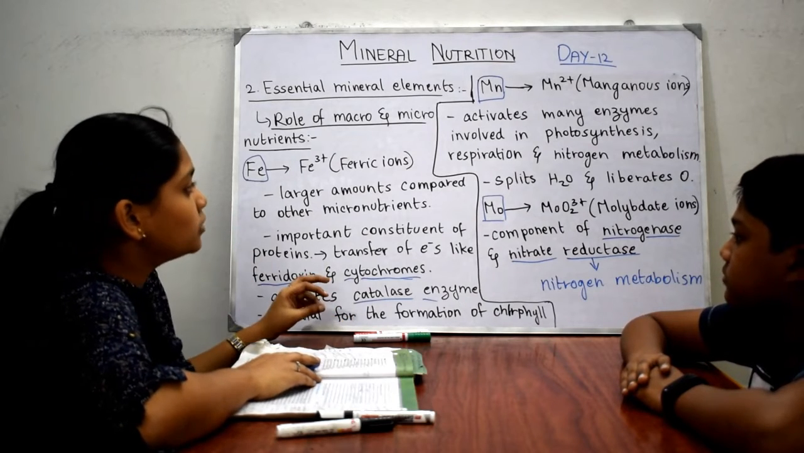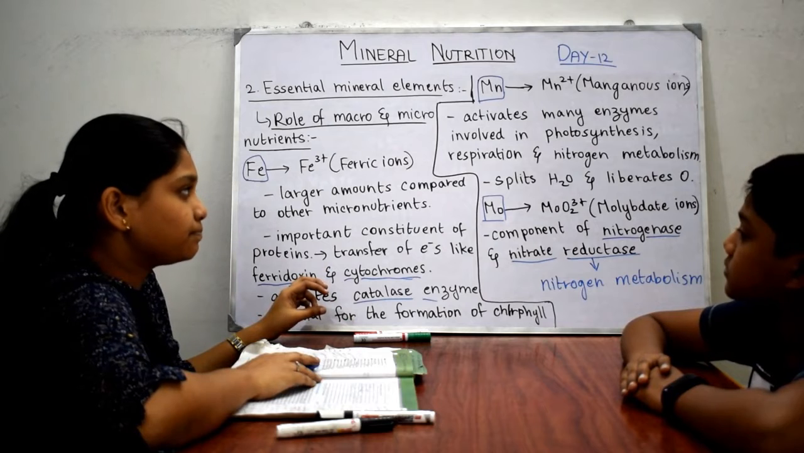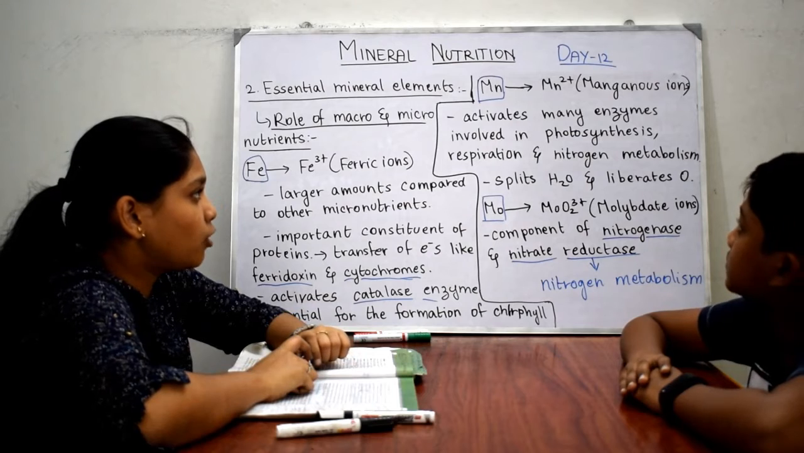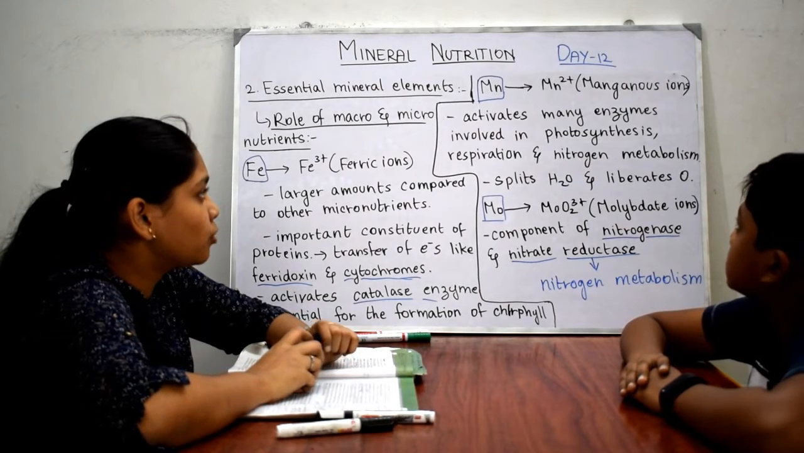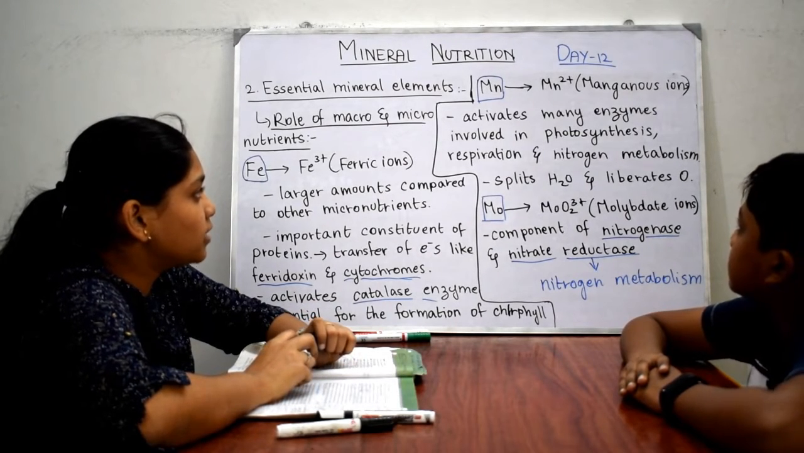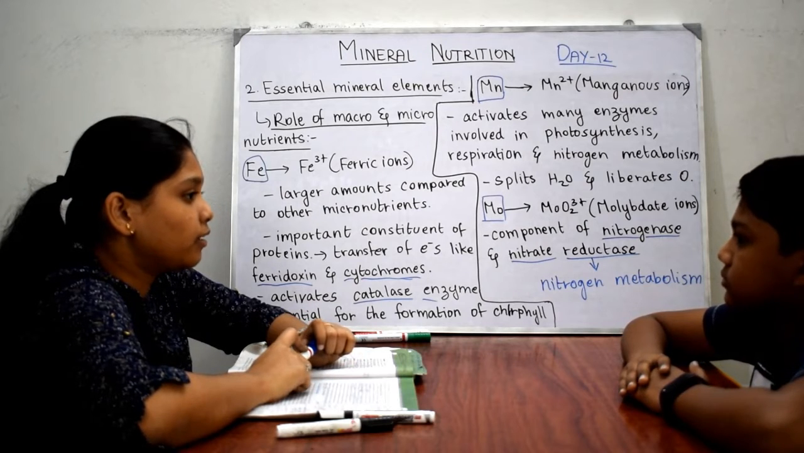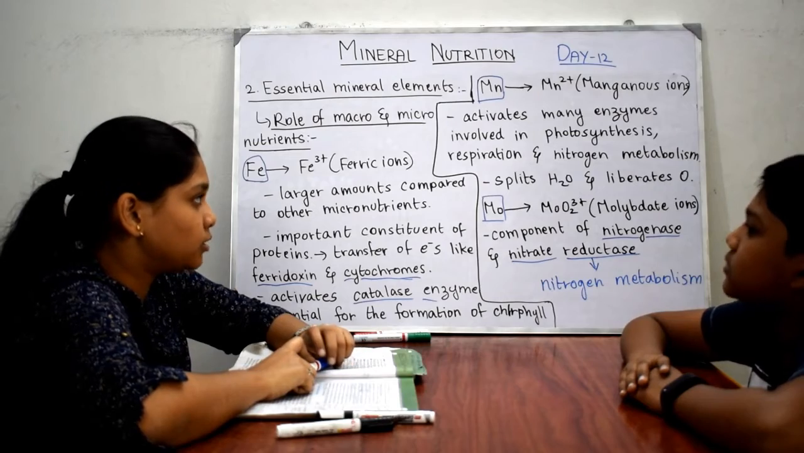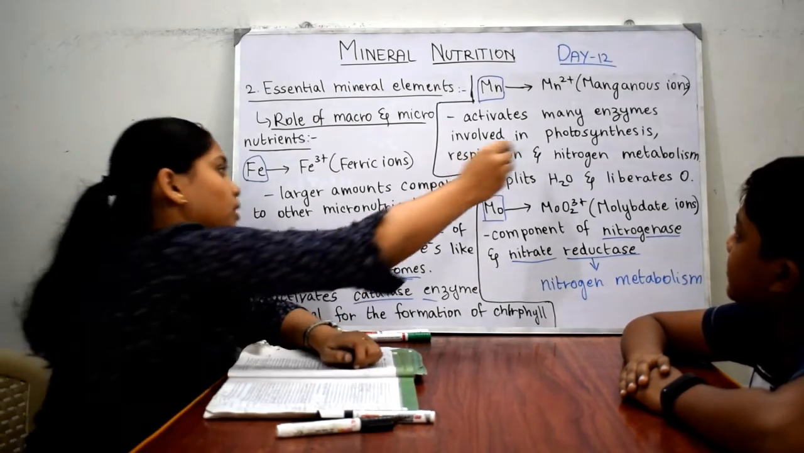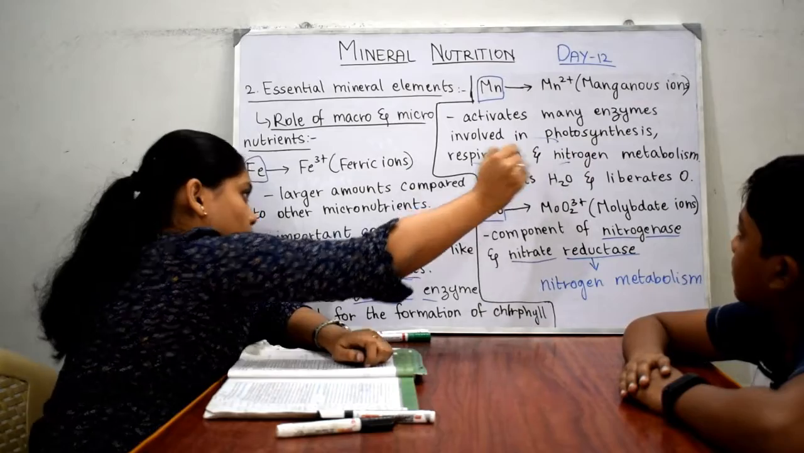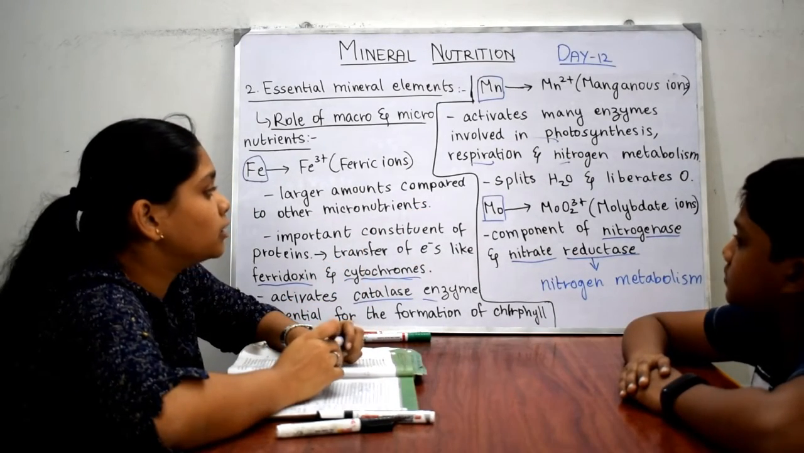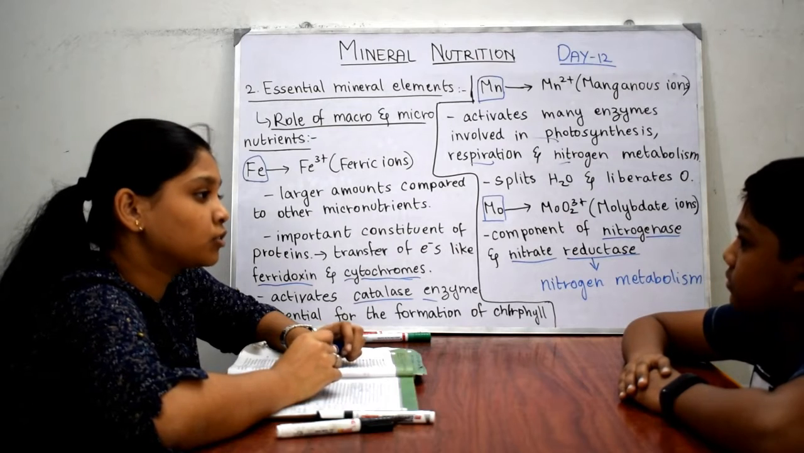Next we are going to see manganese. Manganese is absorbed as manganese ions, Mn2+. This manganese activates many enzymes involved in photosynthesis, respiration and nitrogen metabolism. Manganese also plays a very important role in splitting of water and liberating oxygen.